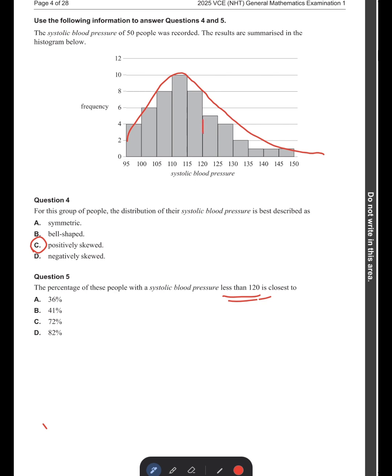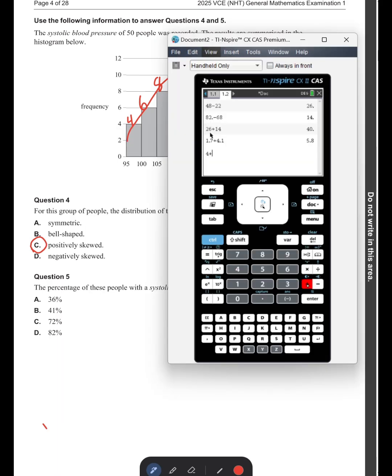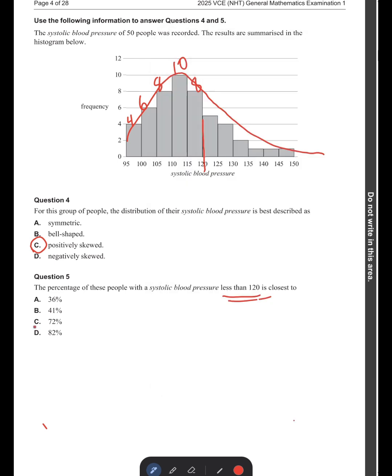So we're going to find 120, and then we're just going to add up these groups. So we've got 4, 6, 8, 10, and 8. And so we're just going to add those up. 4 plus 6 plus 8 plus 10 plus 8. And now that was out of 50 people. And then to convert to a percentage, we just times by 100. So that's going to give us 72%.